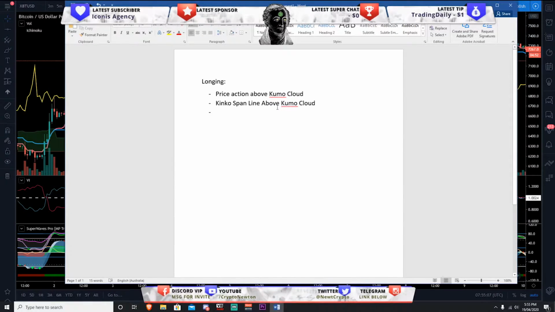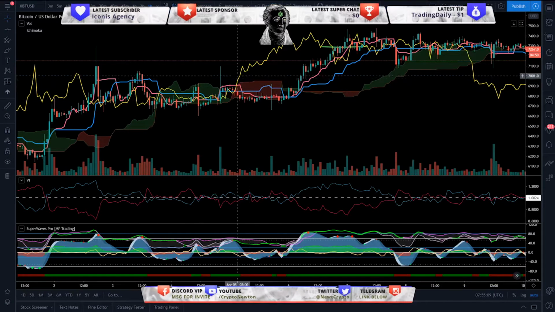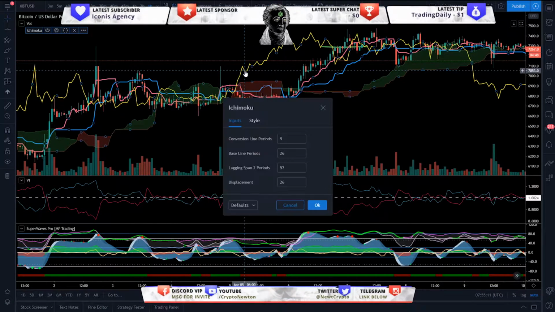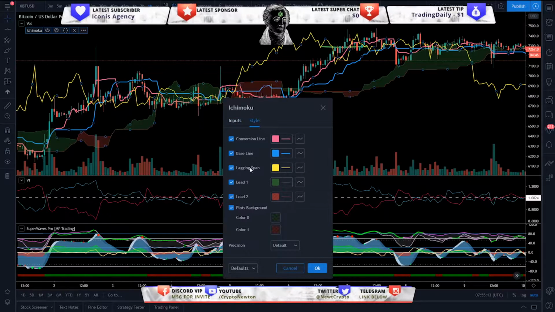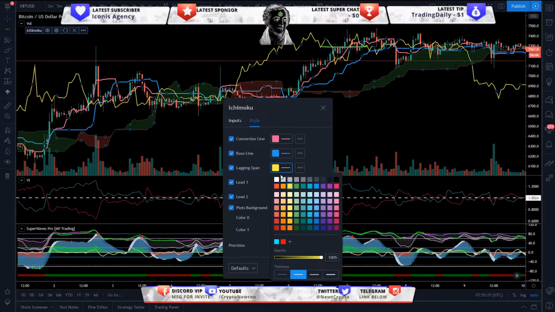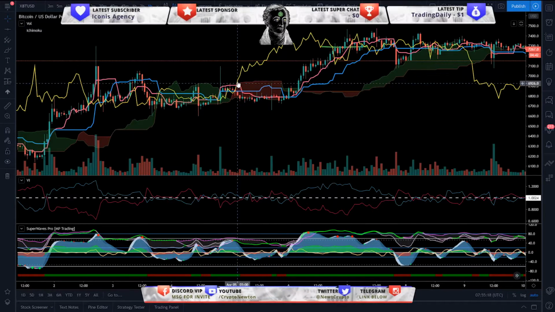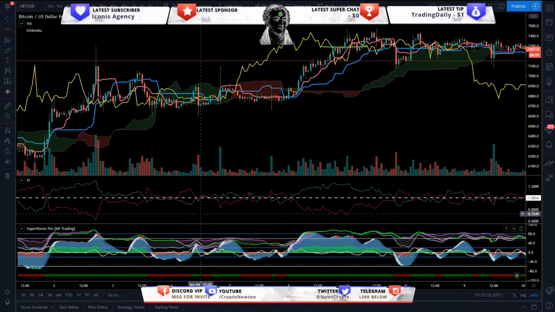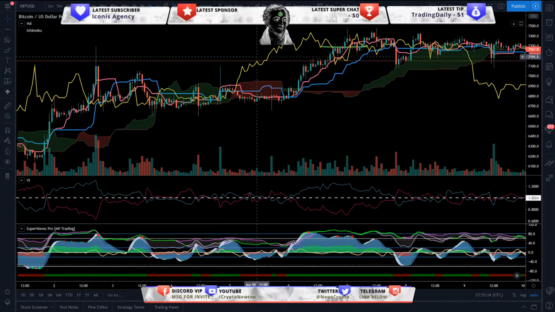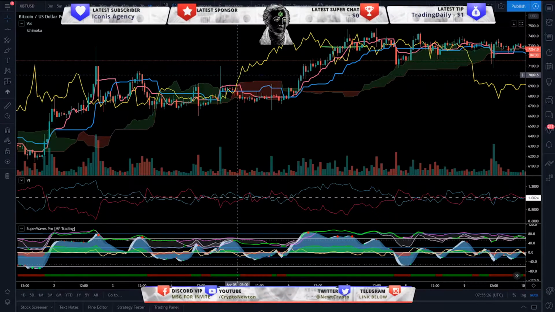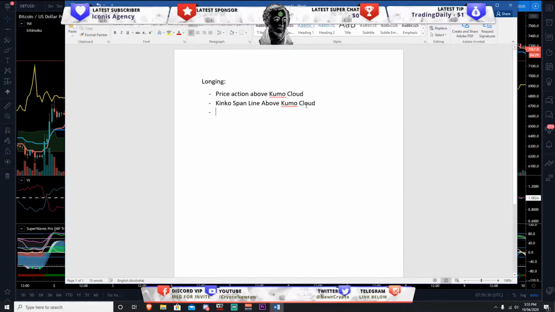So the Kinko span line has to be above the Kumo cloud. Now, what is the Kinko span line? The Kinko span line is the yellow line that we have here. If we go over here, the lagging span, the yellow line that I put, is the Kinko span line. Now, the Kinko span line must be above the Kumo cloud. Is it above the Kumo cloud? It is above the Kumo cloud. It basically went above the Kumo cloud here, right?